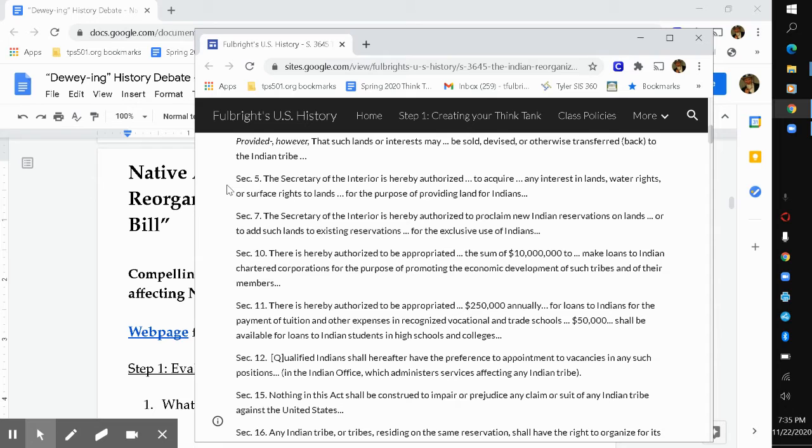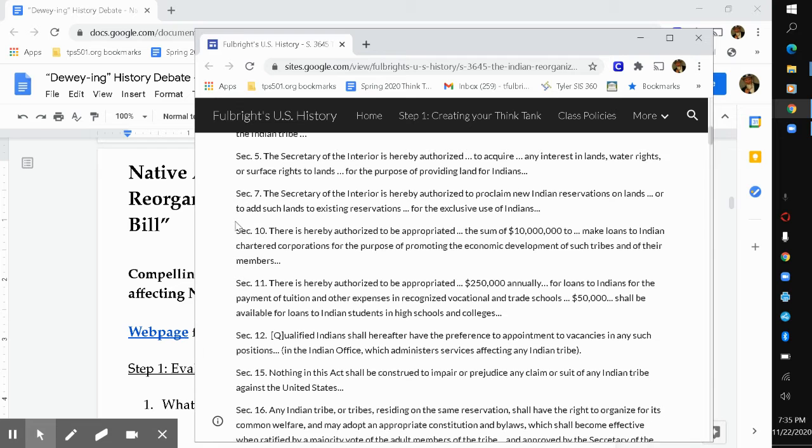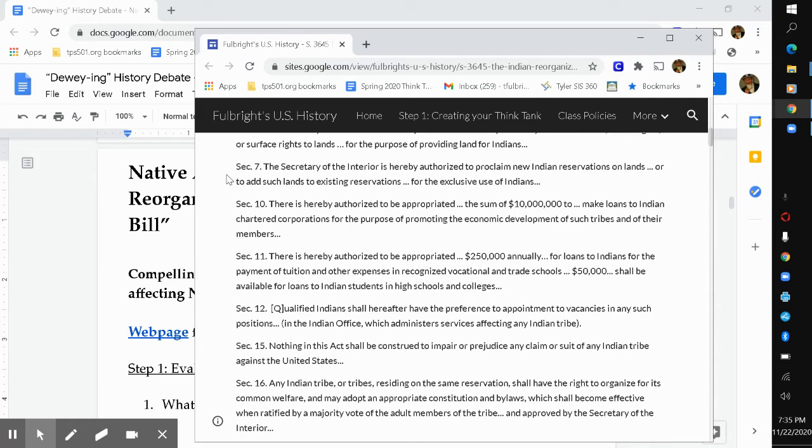The Secretary of the Interior is hereby authorized to acquire any interest in lands, water rights, or surface rights to lands for the purpose of providing land for Indians. So not only are we going to stop the sale of Indian lands, we're going to try and give Indian lands back to them. Section 7. The Secretary of the Interior is hereby authorized to proclaim new Indian reservations on lands or to add such lands to existing reservations for the exclusive use of the Indians.